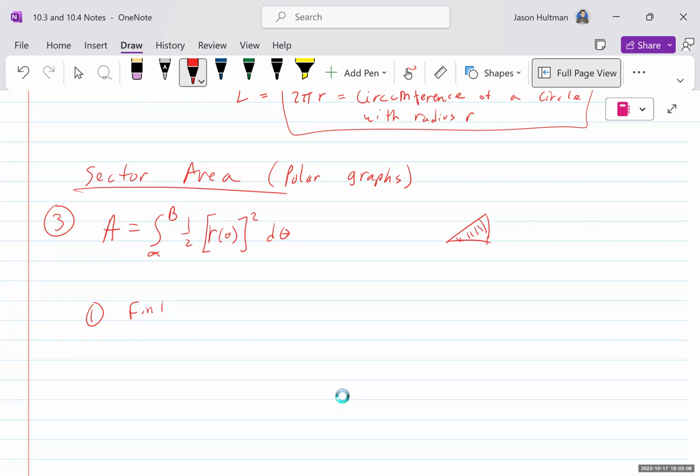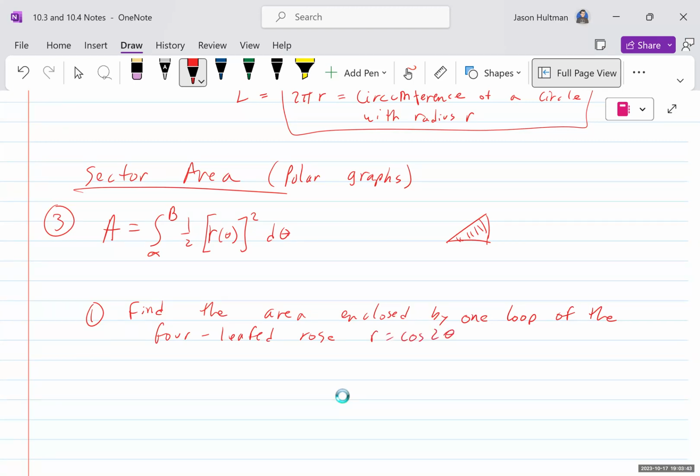So let's look at number 1 here. Find the area enclosed by one loop of the four-leaf rose r equals cosine 2 theta.